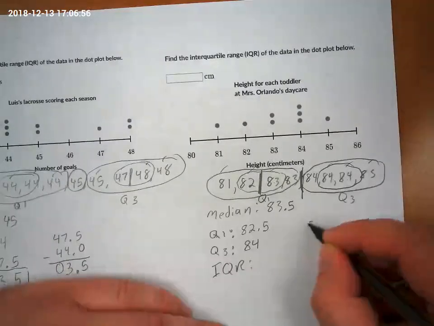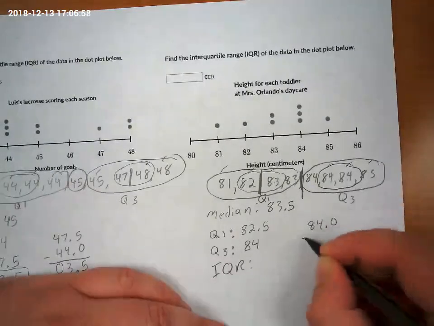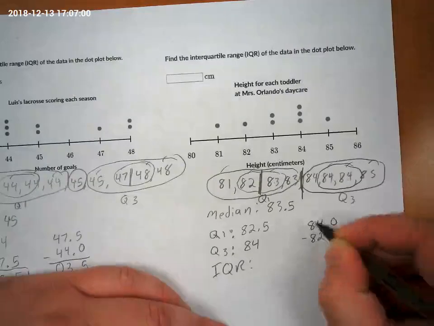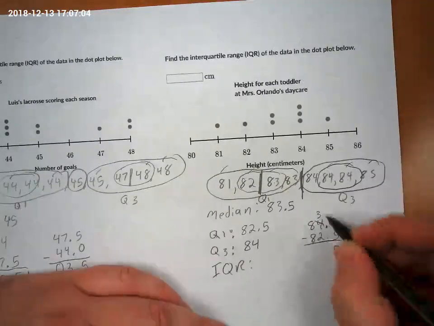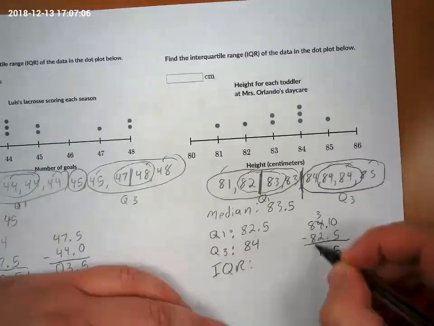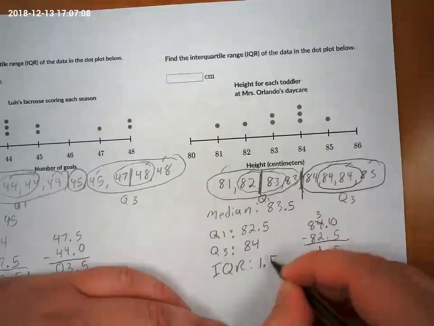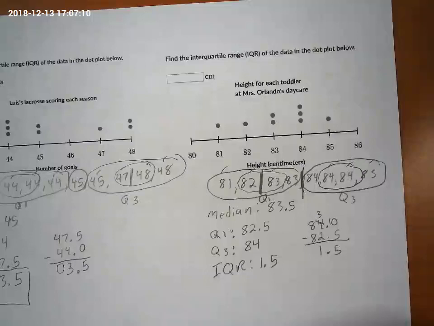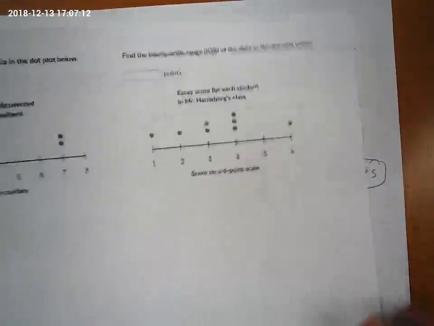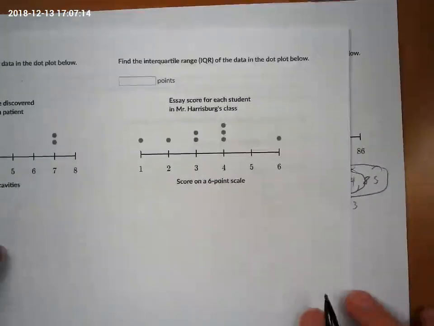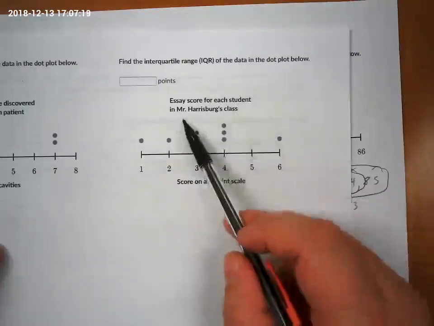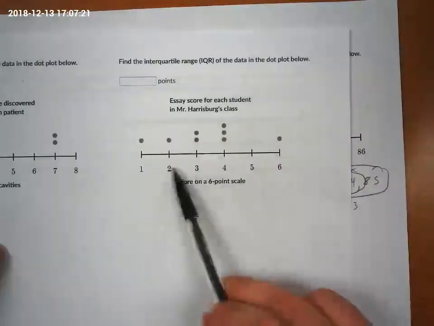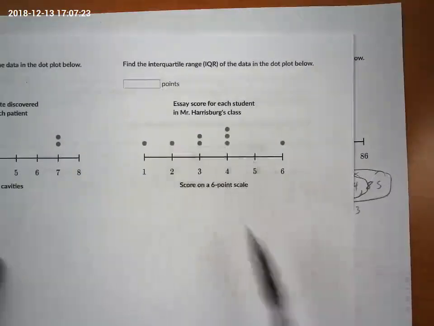Now I subtract 84 minus 82 and a half. I'm going to have to do some borrowing. 10 minus 5 is 5. 3 minus 2 is 1. 8 minus 8 is 0. So I just have 1 and a half. All right. Now I want you to solve this problem. You are going to find the interquartile range for the essay score for each student in Ms. Harrisburg's class using these data points.